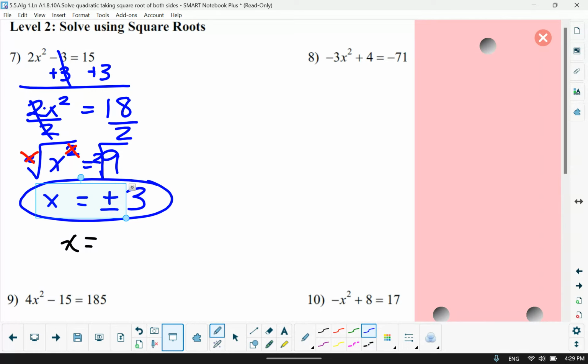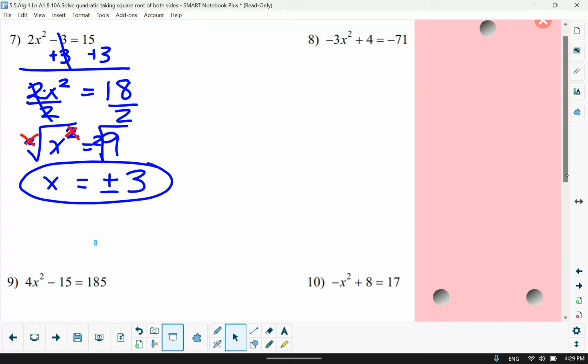Final answer here, x is going to be positive or negative 3. Onward we go to number 9. Again, look at the problems. Look at how they're similar. Look at how they're different. They both have a quantity in front of an x squared. They both have a subtract to get rid of.